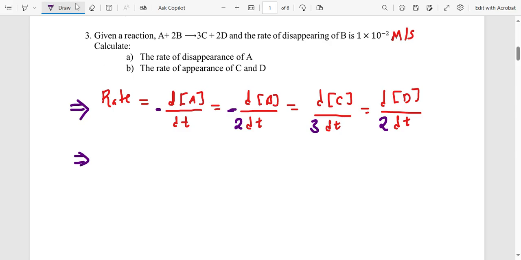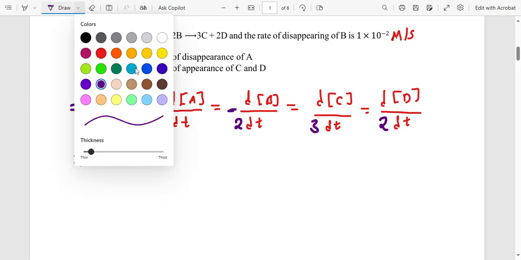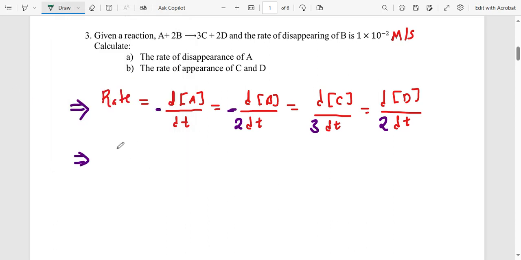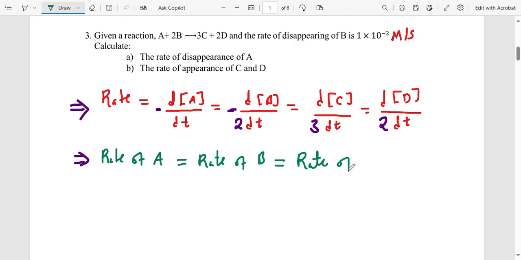Another thing, if they've given you the rates, you can use another formula. The rate will start with 1. So for reactants, remember reactants disappear. So the rate of disappearance of A is going to be equal to the rate of disappearance of B, and that is also going to be equal to the rate. Now we go to the products. The products appear. So it will be the rate of appearance of C, and that will be equal to the rate of appearance of D. But don't forget to divide by the coefficients.